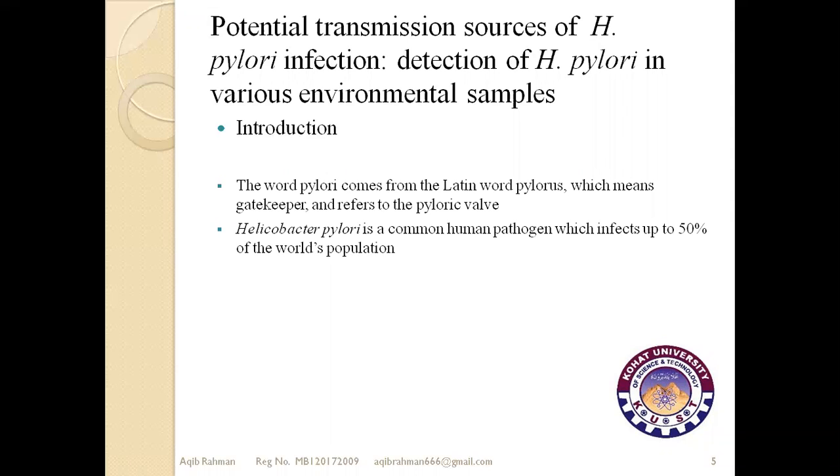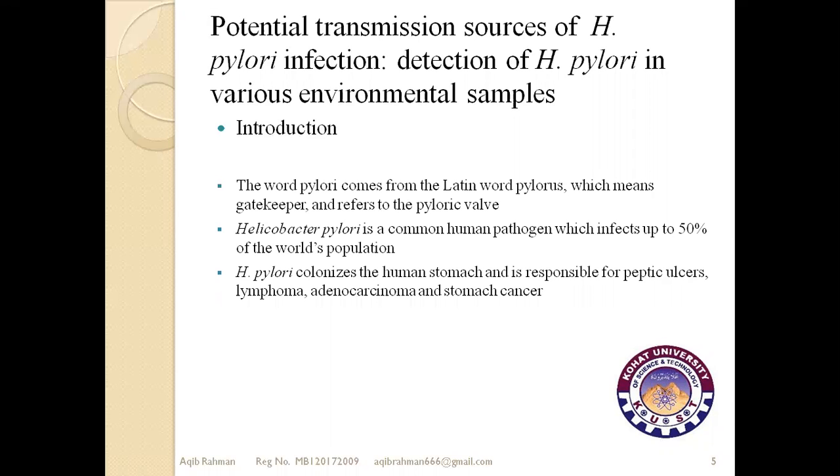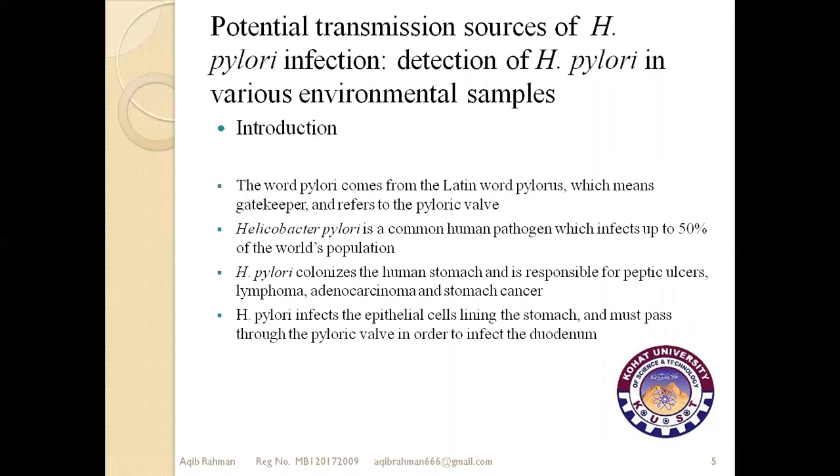Helicobacter pylori is a common human pathogen which infects up to 50% of the world population. Helicobacter pylori colonizes the human stomach and is responsible for peptic ulcer, lymphoma, adenocarcinoma, and stomach cancer. Helicobacter pylori infects the epithelial cell lining the stomach and must pass through the pyloric valve in order to infect the duodenum. So it means that it does not infect only the stomach but also the small intestine.